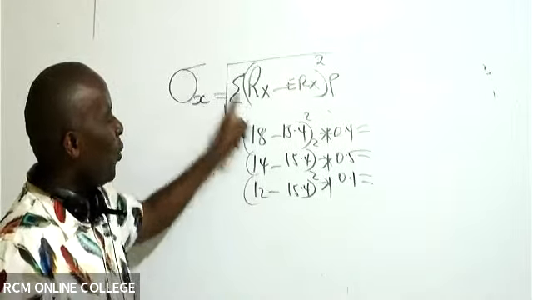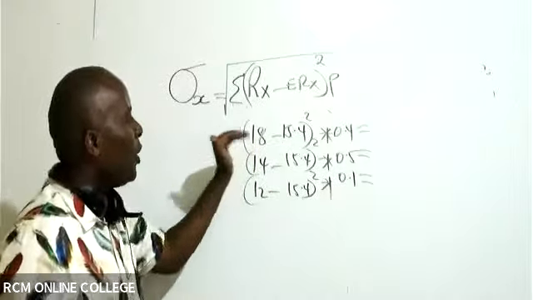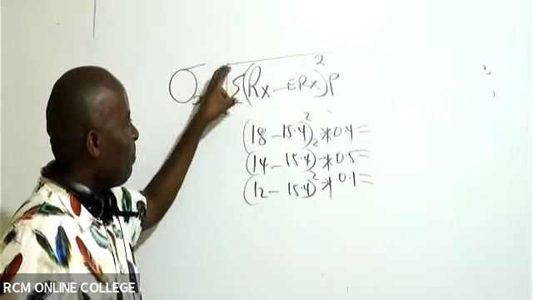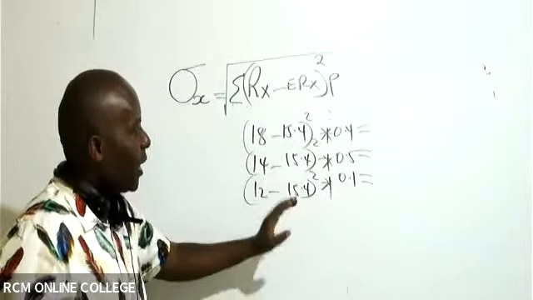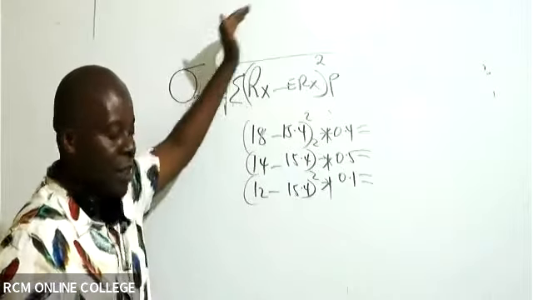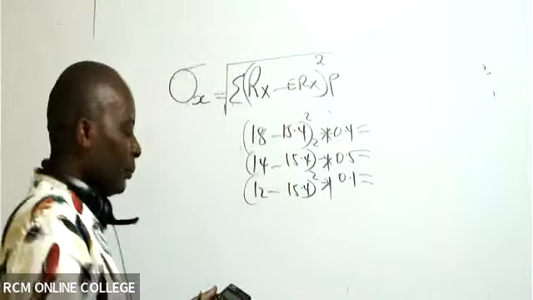This root will come after we have summed the three. Don't get root for each one of them. You see the root, we have summation first. So after we get each one of them individually, we sum them, and then we get the square root.